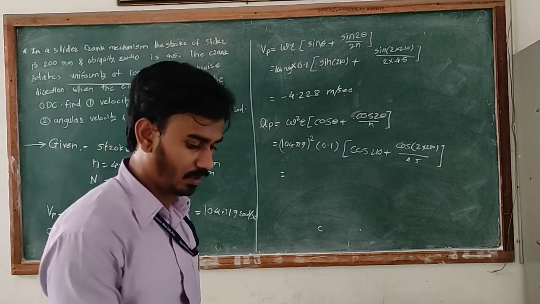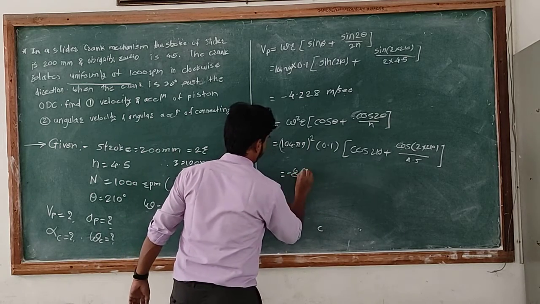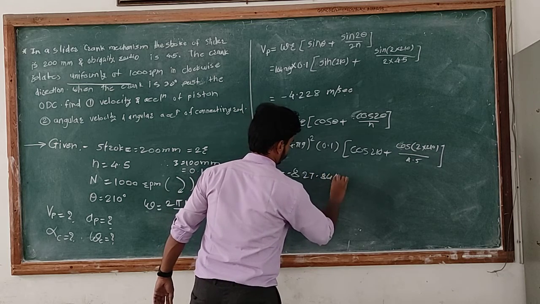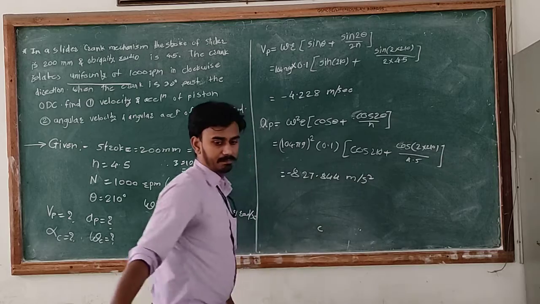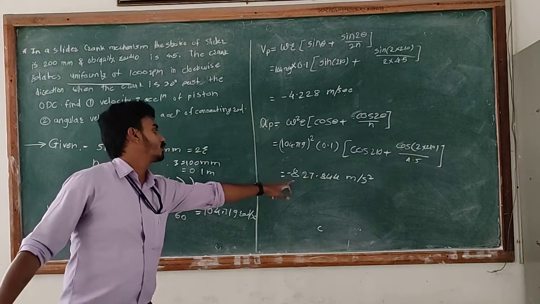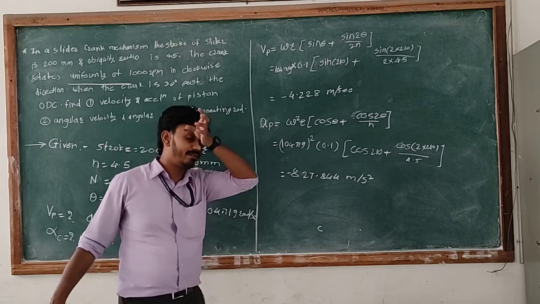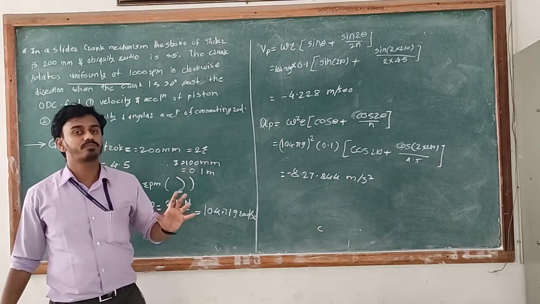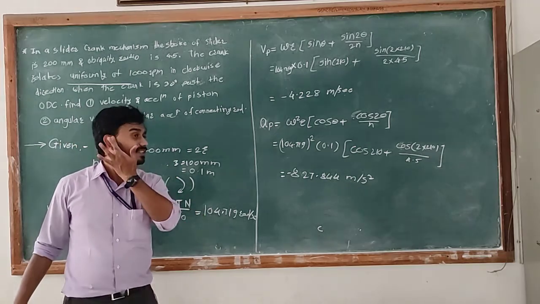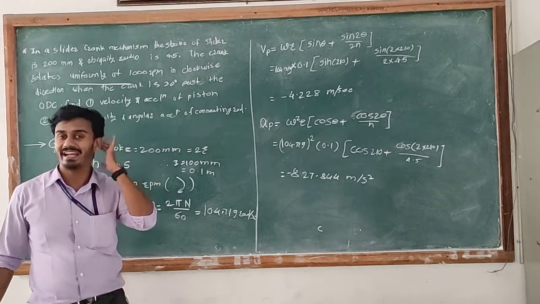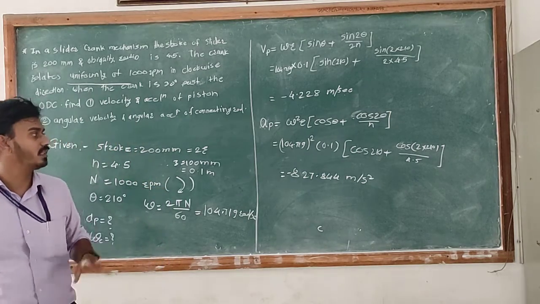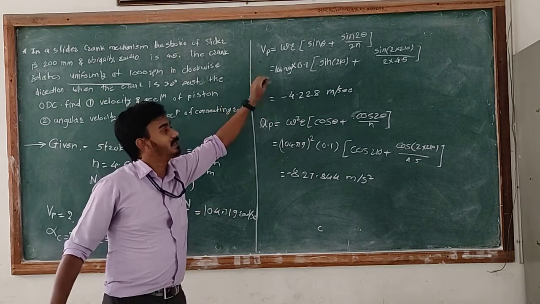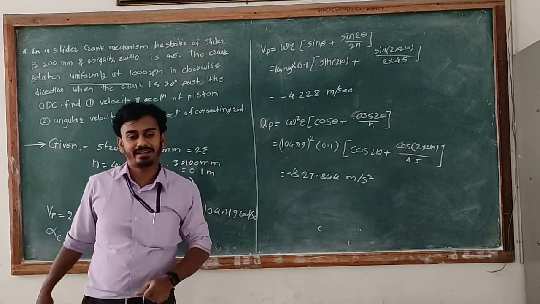The acceleration of the piston is equal to minus 827.844 meter per second square. Similarly, here also we got a minus sign, which means the piston is moving away from the crank end. Okay, so this is the velocity of the piston and this is the acceleration of the piston.